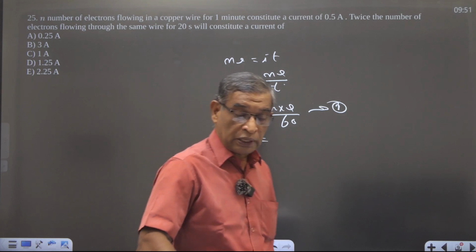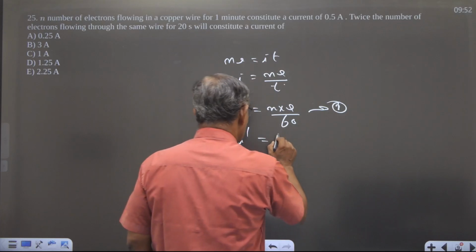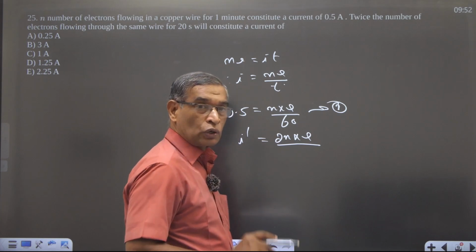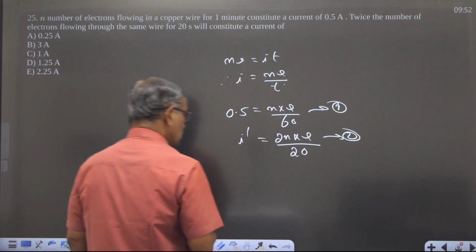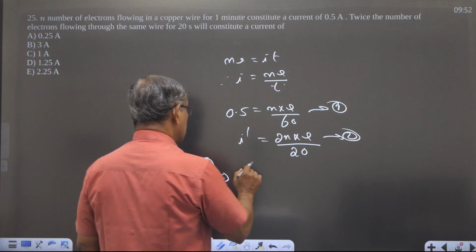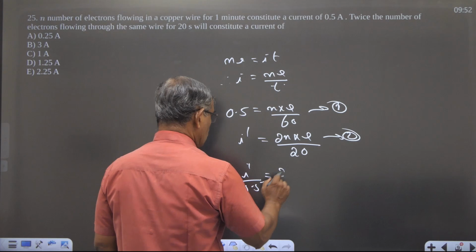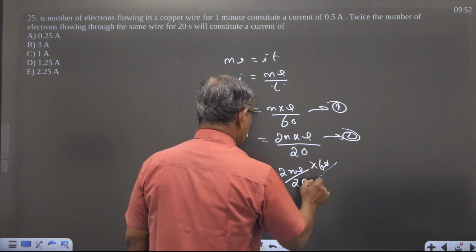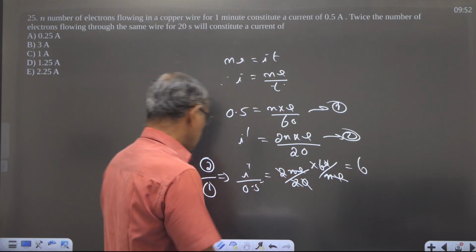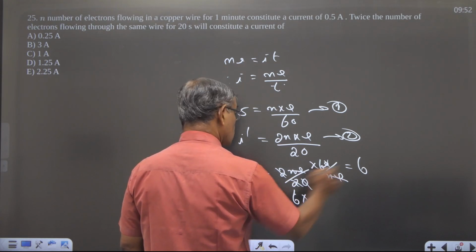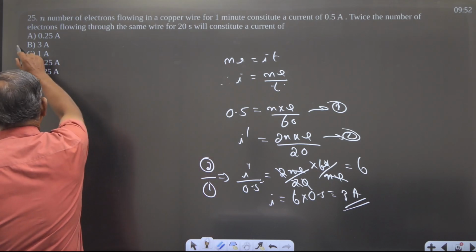What about the number of electrons flowing through in the second case? Twice the number of electrons, so 2N, and the time of flow is not 1 minute, but only 20 seconds. Equation number 2 by equation number 1 gives I dash by 0.5 is equal to 2NE by 20 into 60 by NE. This will cancel out, this cancels out, and this is 6. Therefore, I dash is equal to 6 into 0.5, which is equal to 3 ampere. So the answer is 3 ampere.